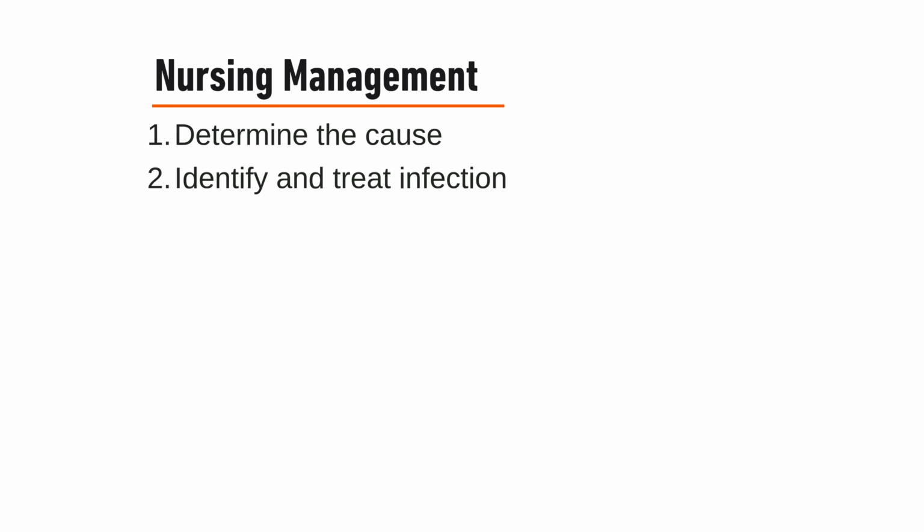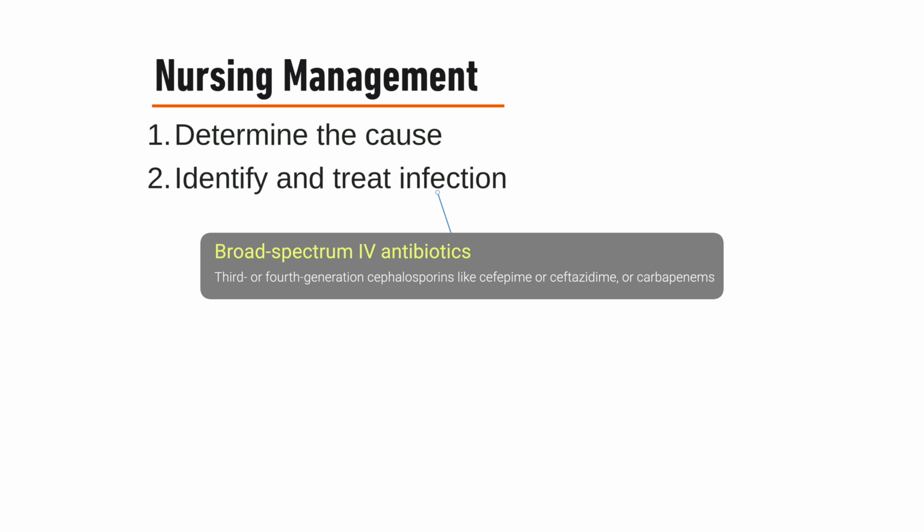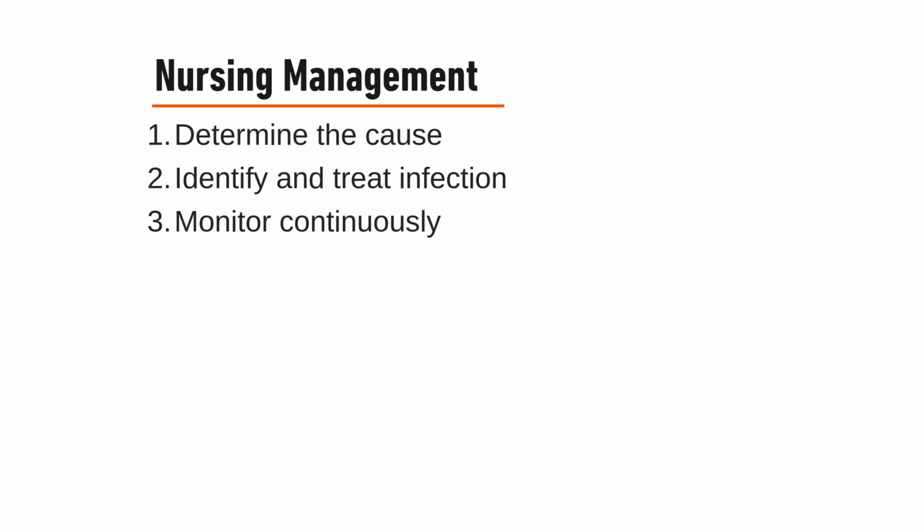Management comes down to 4 key pillars. First, determine the cause. Is this chemo-induced, nutritional, drug-related? The answer shapes your plan. Second, identify and treat infection. Obtain 2 sets of blood cultures and start broad-spectrum IV antibiotics within 1 hour. Third, monitor continuously, with vital signs every 15 minutes to 1 hour. Assess mental status. Ongoing fever or change in assessment warrants new cultures and possible escalation of therapy.